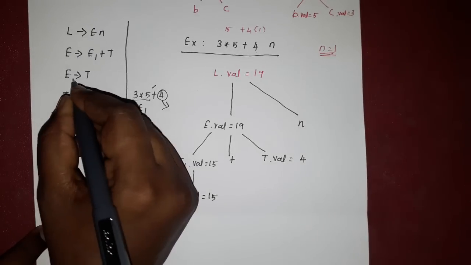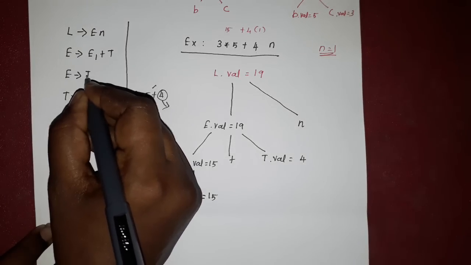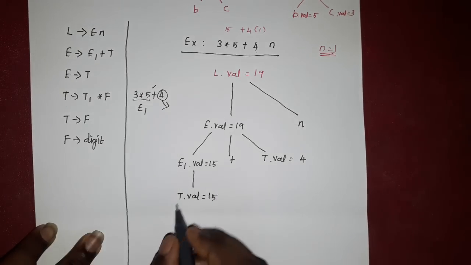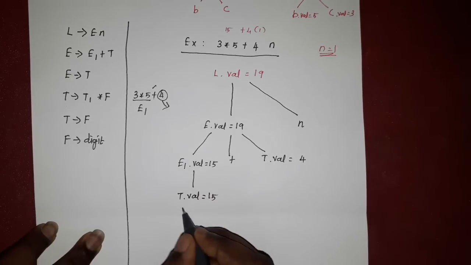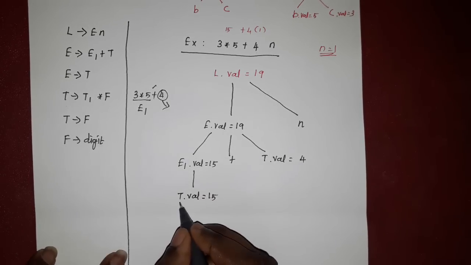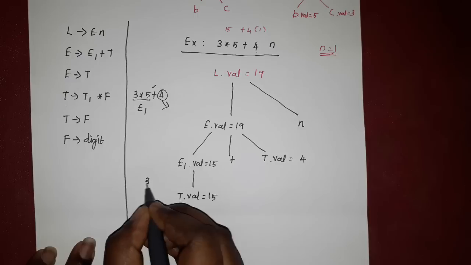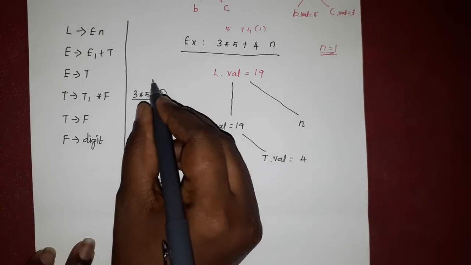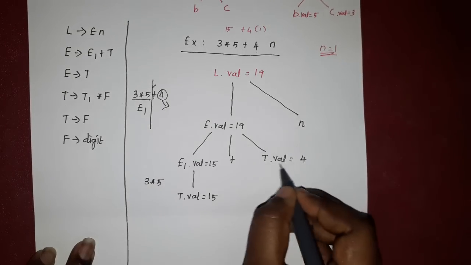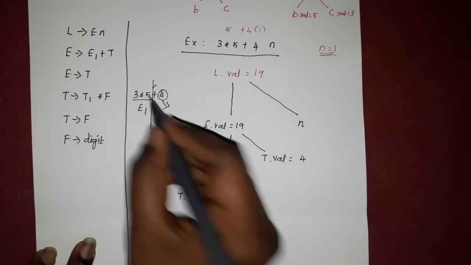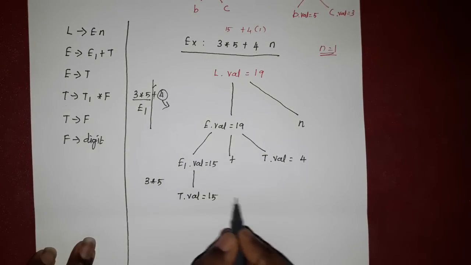Same value, E is equal to T. The same value T is evaluated and stored in E. So E dot value is 15 and T dot value is equal to 15. This T represents 3 star 5. Because we can split it up into 2, 4 can be stored in T. So the remaining 3 star 5 is stored in T dot value.